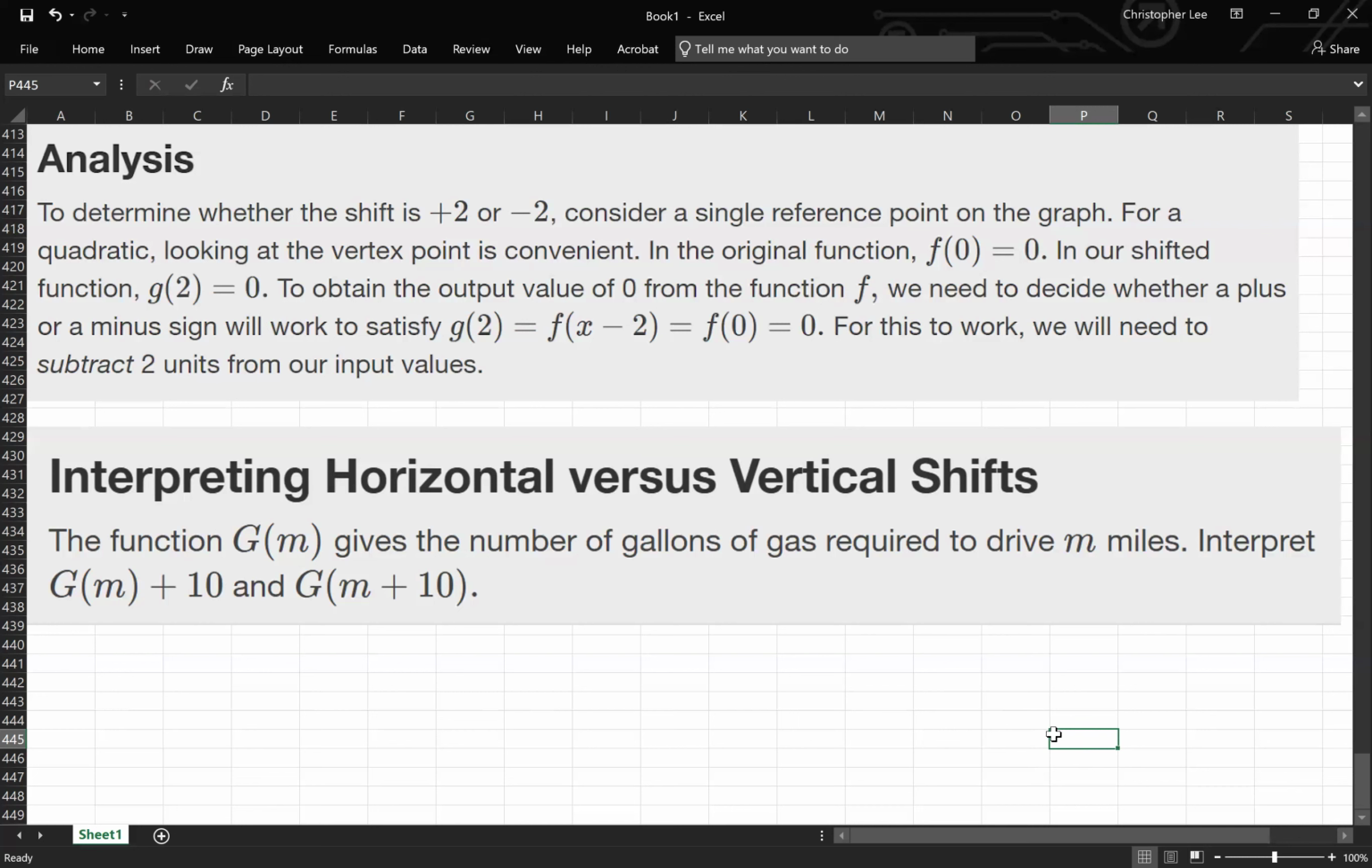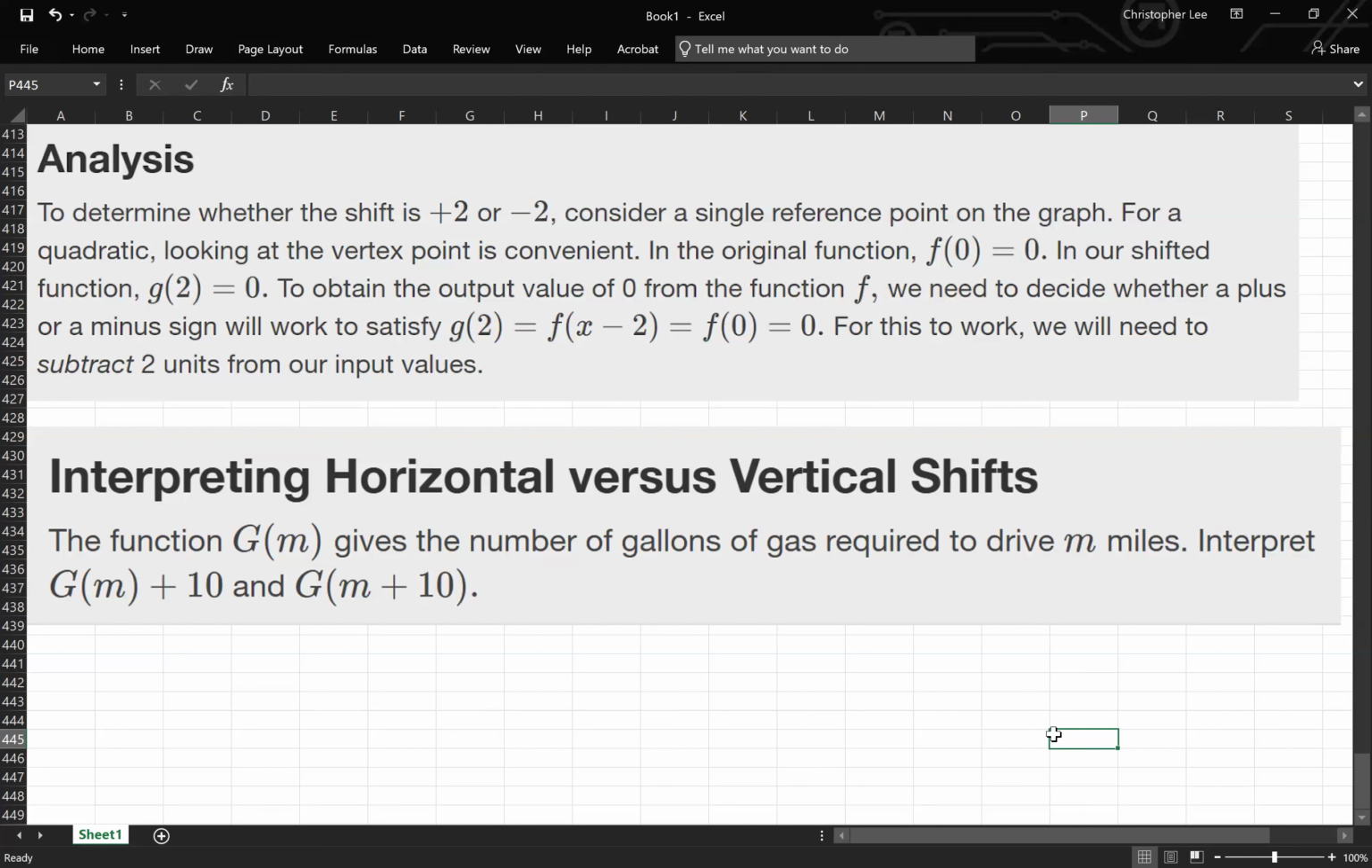I'm adding 10 more what? Not miles, 10 more gallons to the tank, because g of m is the gallons of gas that's inside of the tank. What does g of m plus 10 mean? Changes the miles, so I'm adding 10 more miles to the gallon. Question? Make sense?